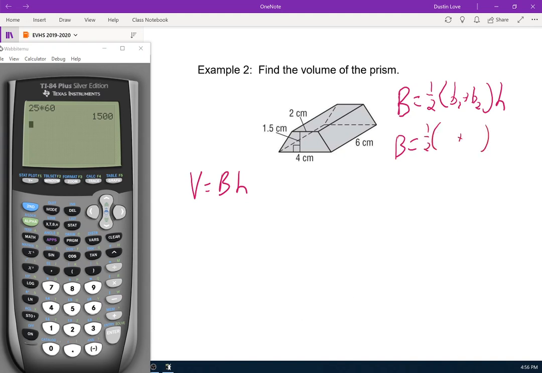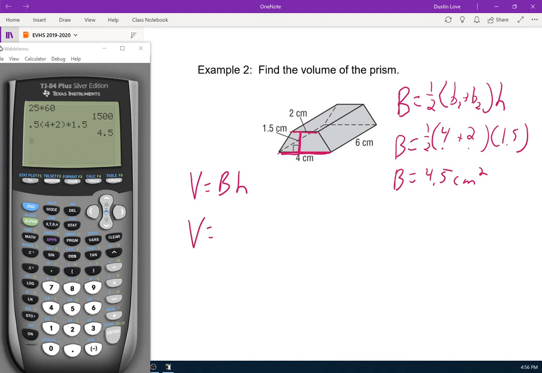Base 1 of the trapezoid is going to be this bottom base here, the 4. Base 2 of the trapezoid is the top base, which is 2. And then height of the trapezoid is this one here, so that is 1.5. Let's see, 4 plus 2 is 6, times 1/2 is 3, 3 times 1.5 is 4.5. Just to make sure. Aha, I did it right. That's 4.5 centimeters squared.